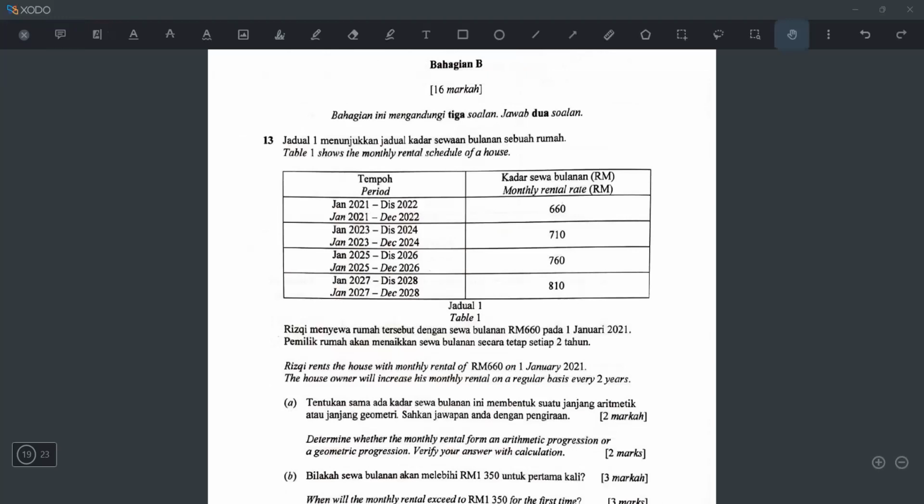In section B, they will give you 3 questions, but you will only answer 2. It means you will only choose 2, but I will do all of it. So, okay, let's go. 13.